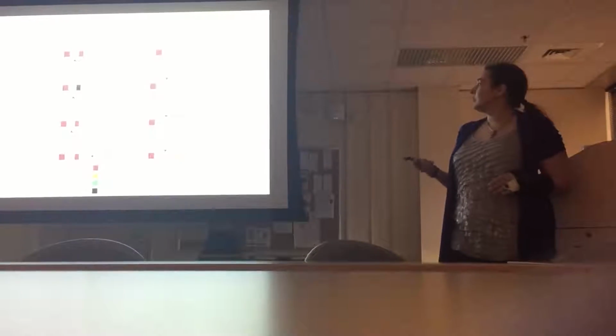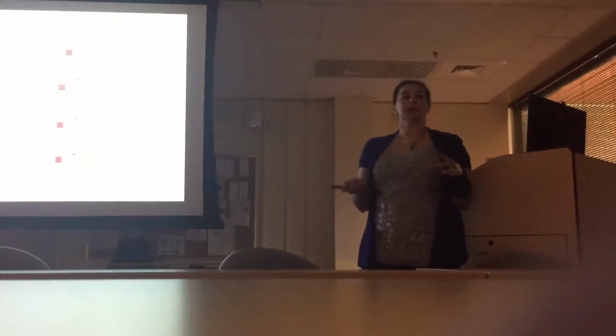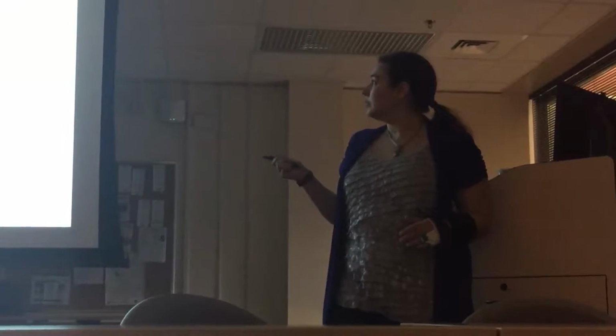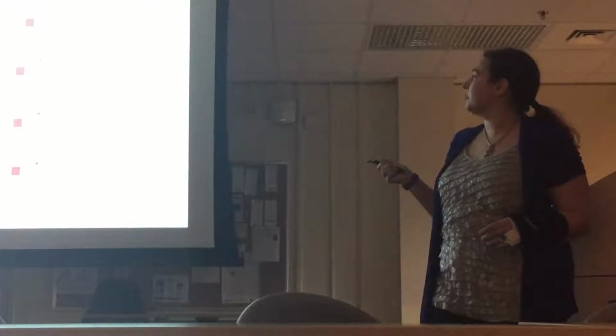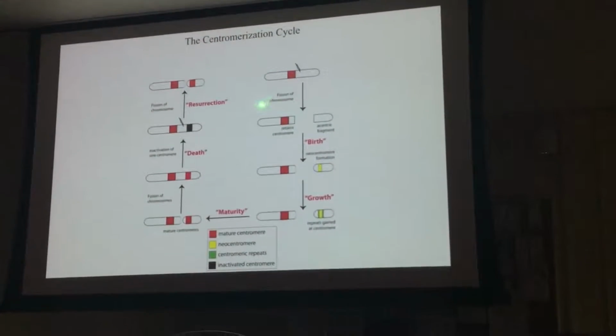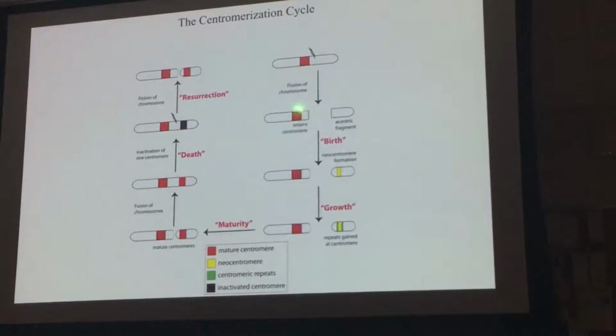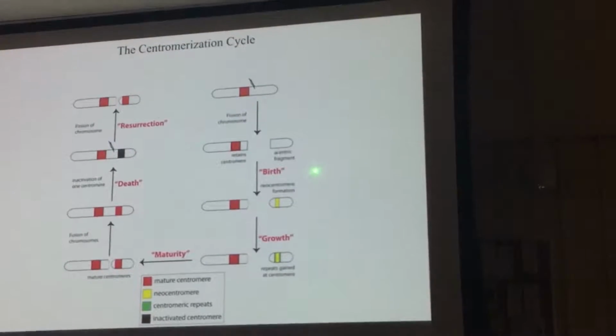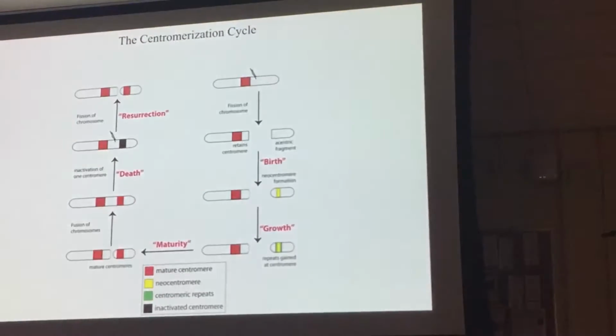undergo changes, sometimes these chromosomes split, which is called a fission. So here we see a chromosome that undergoes a breakage event. In this instance, of the resulting fragments, one of them retains the centromere from the previous chromosome. However, this new fragment does not have a centromere.